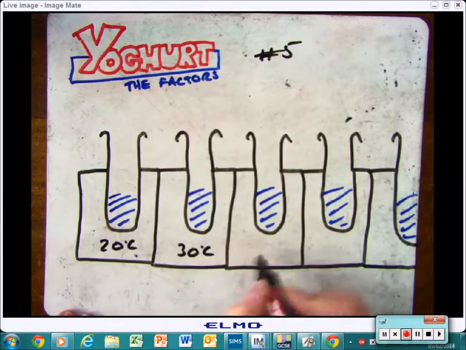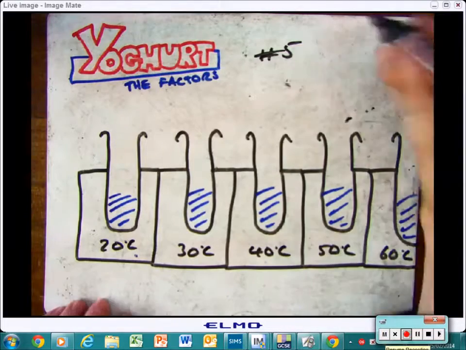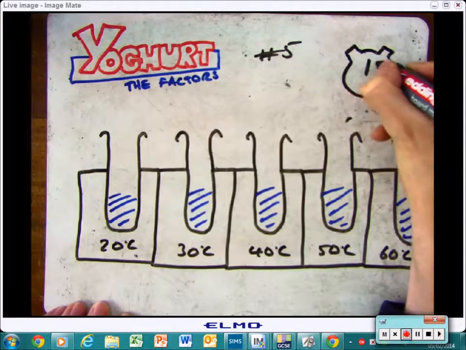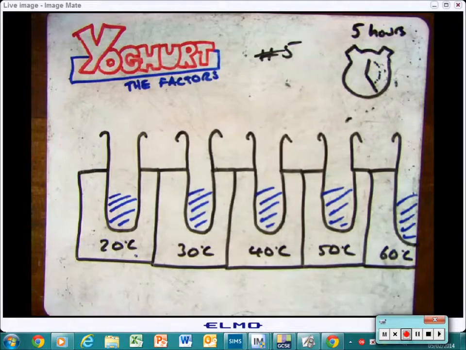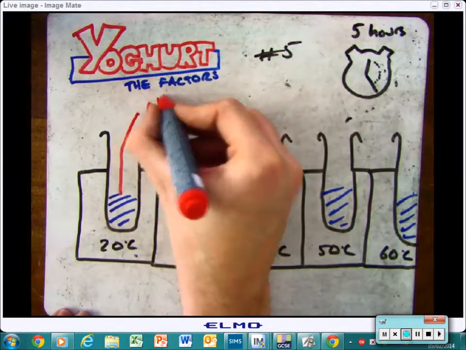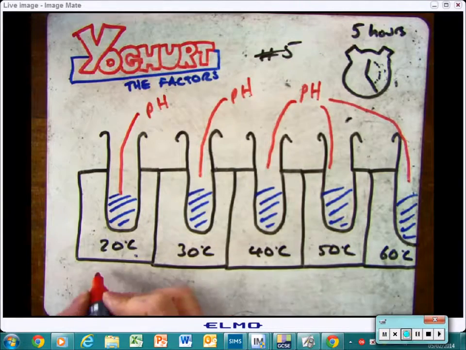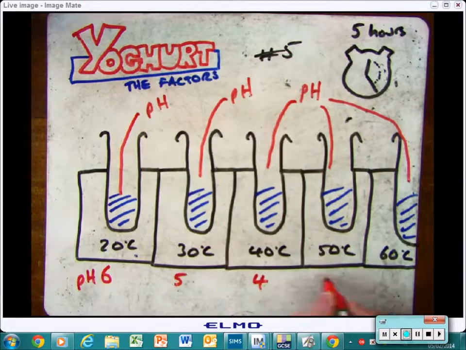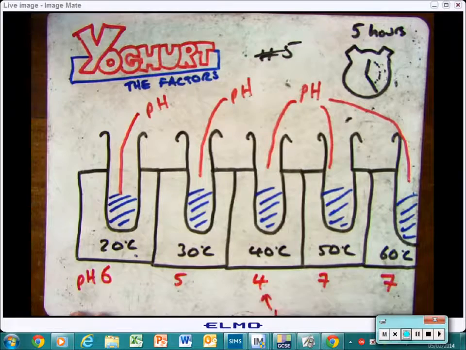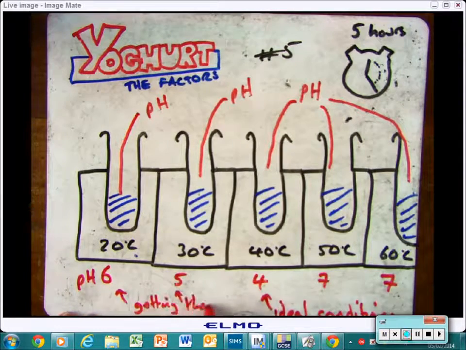The next step is to incubate the different solutions, putting them at different temperatures and then leaving them for about 5 hours. You then measure the pH of the solutions after 5 hours, and this will tell you how effective the different temperatures have been. You should find that as the yogurt's produced, the pH will start to decrease, and it should go down from about neutral pH 7 to pH 4, and that's because of the lactic acid that's been produced.